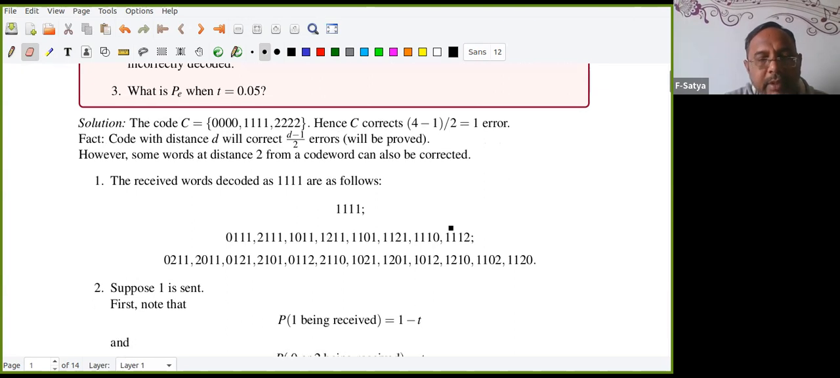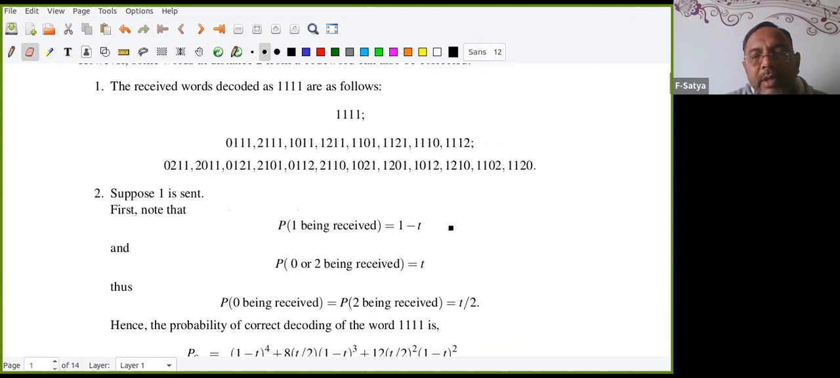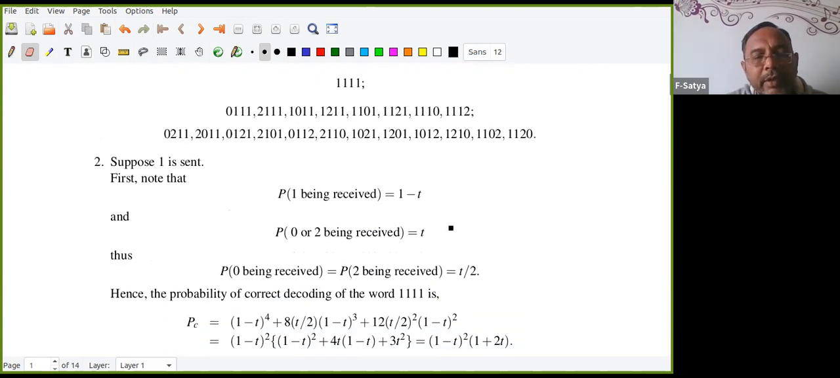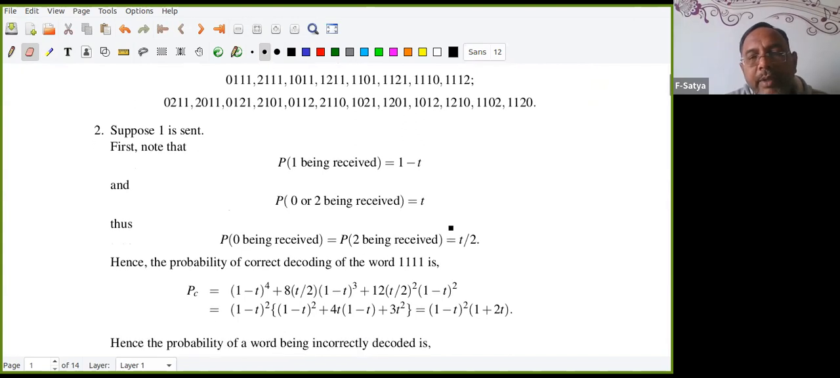Yeah, good, clear. So now we'll come to the probability point of view. Suppose 1 is sent. First note that 1 being received has probability 1 minus t. 0 or 2 being received has probability t. As you rightly pointed out, Tamya, 0 being received or 2 being received, given 1 sent, is t by 2, right? This is the probability of correct decoding.